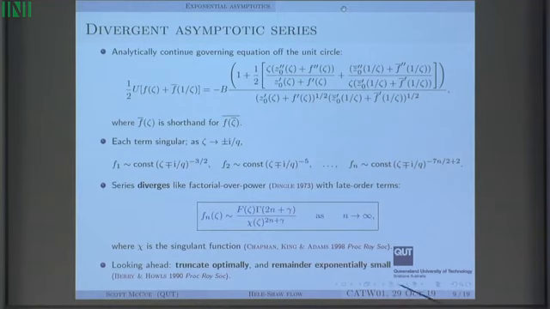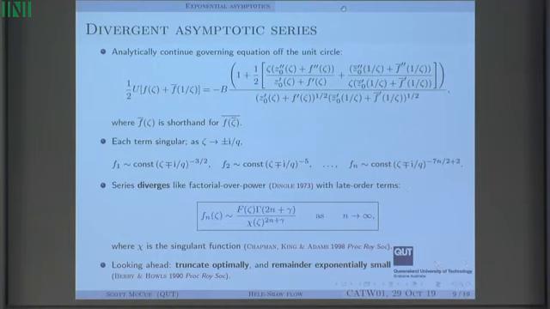Okay, so just looking ahead for the moment, what can you do with a divergent series? Well, you have to truncate the series, and the best place to truncate a divergent series is at the least term. So that's called optimal truncation.